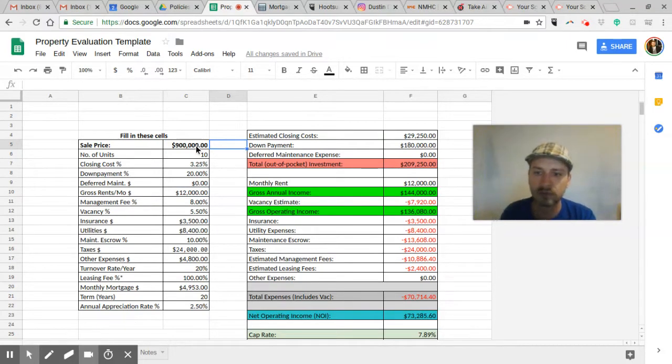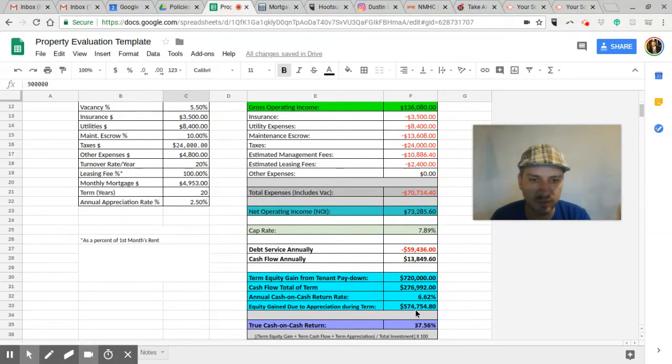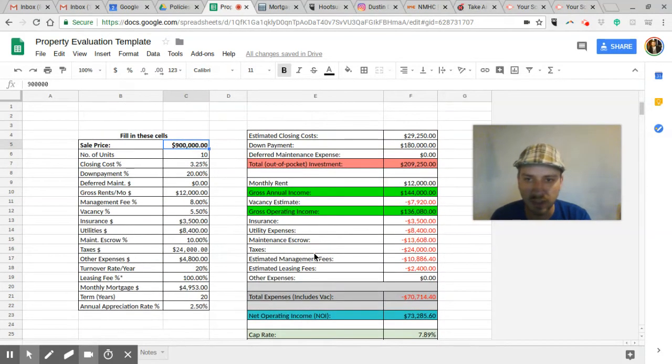So we'll check this out real quick. Let's start over here. You punch your numbers in here, it spits out numbers over here, and you're going to be able to project what sale price you want and how you're going to make a property work.